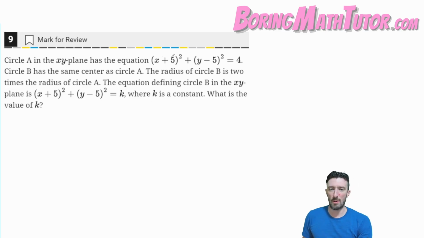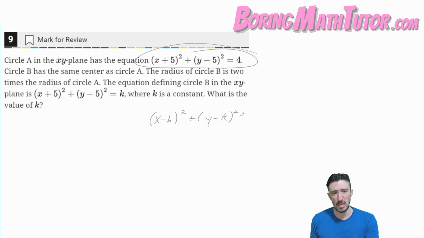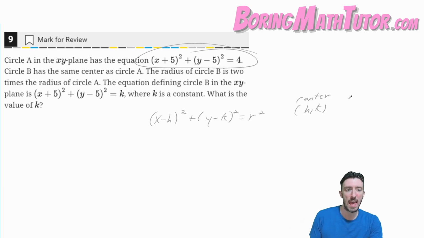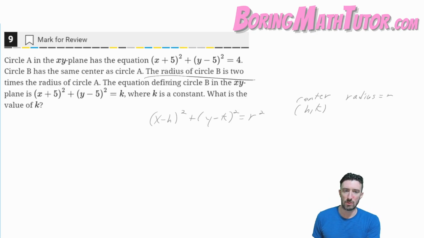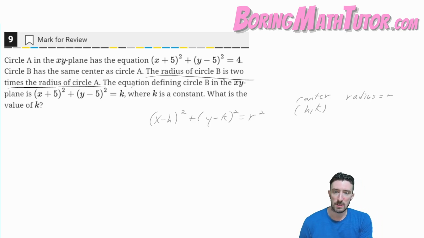Turns out in this problem, I have to be aware of the form that these equations are in. They're in the form (x minus h) squared plus (y minus k) squared equals r squared, where the center has coordinates (h, k) and the radius is equal to r. Okay, so now that I know that, it says the radius of circle B is 2 times the radius of circle A. I'm going to need to know that information in a second.